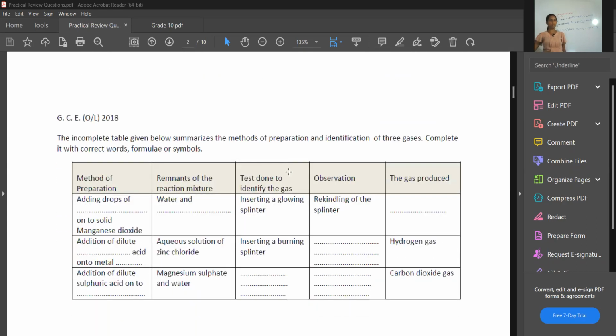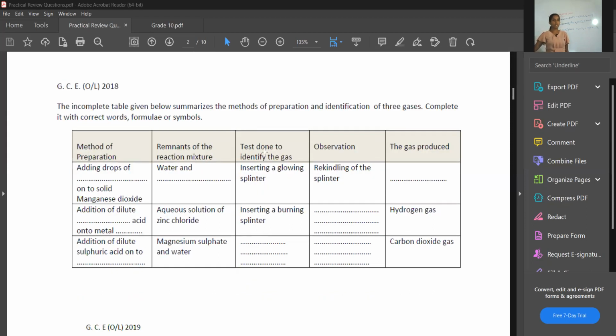This is a past paper question from 2018. They have given a table covering all 3 gases. It is somewhat different, as they have not given the diagram of the experimental setup. They make a separate table and answer some questions, Pute. We only have to complete the table.